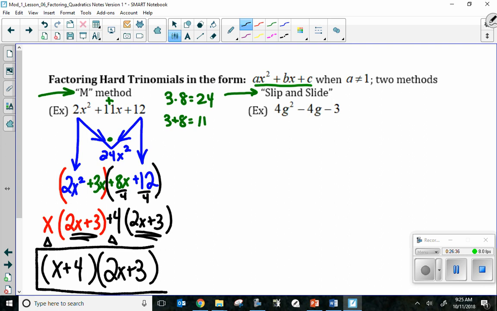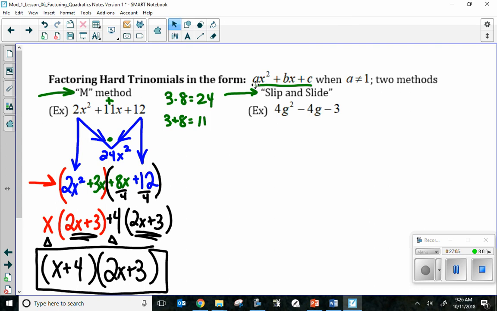That, my friends, is called the AND method, and it uses factoring by grouping. This is nice because it practices factoring by grouping right here along the way. Okay, so it's kind of nice. Now, for some reason, a lot of people like the slip and slide method better. I think it's because you don't have to do factoring by grouping. Let me show you. Slip and slide.